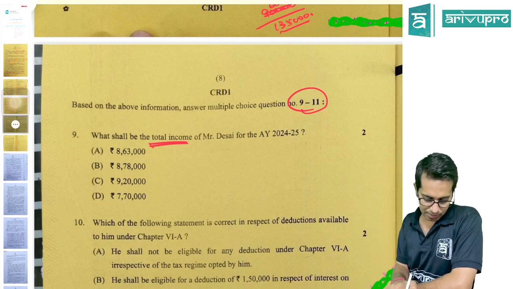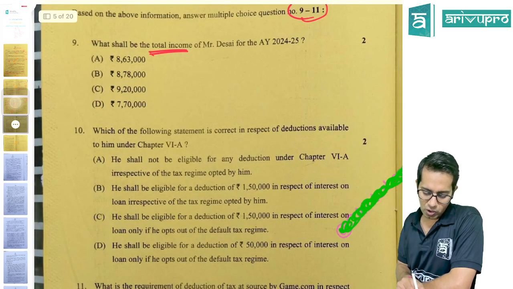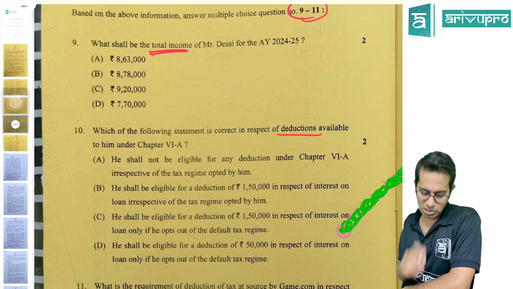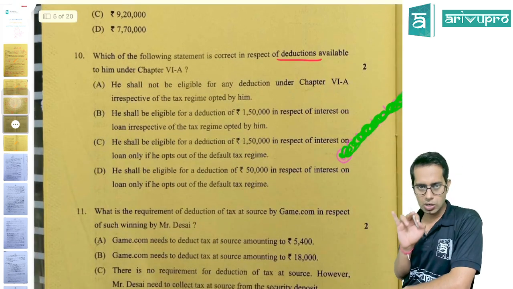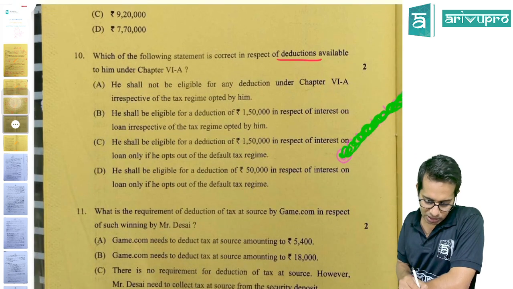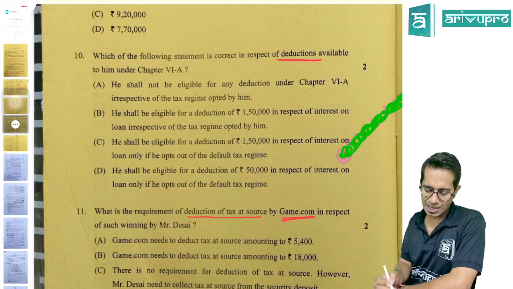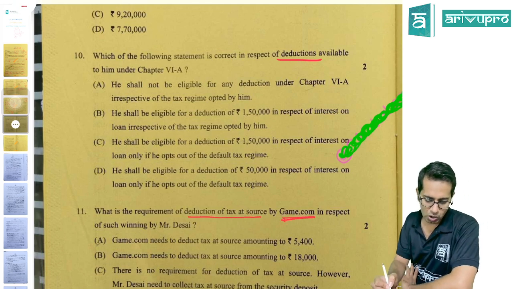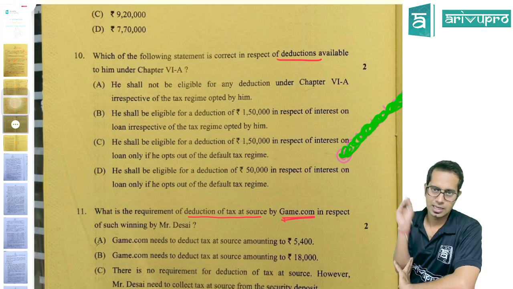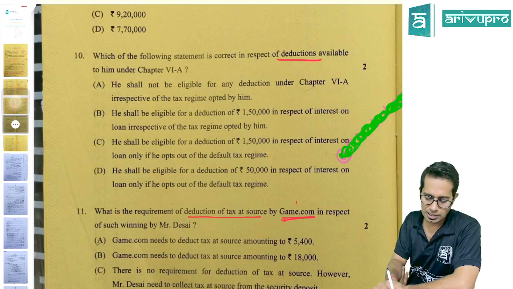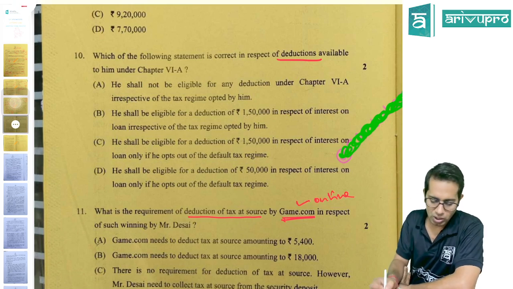What is the total income? Which of the following statements is correct in respect of deductions? So there is a question on total income, there is a question on deductions. And what is the requirement for TDS by the gaming company in respect of such winnings? So I think this is online money games. What is the TDS requirement?